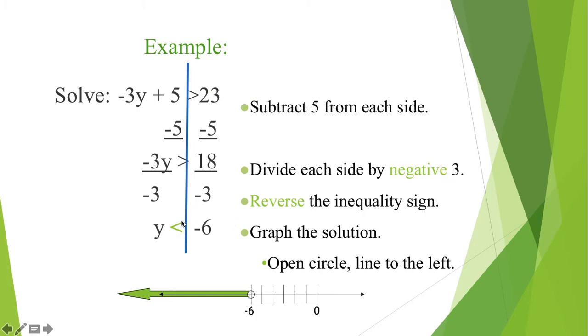Now let us graph it. It says y is less than -6. So that means -6 is not included, so we'll keep an open circle. And it says less than, so it moves towards the left side.